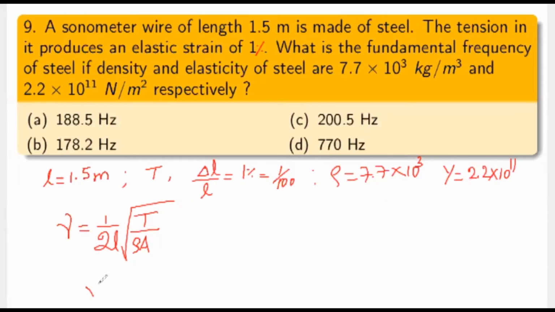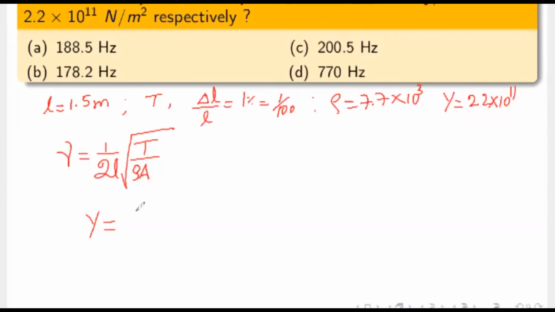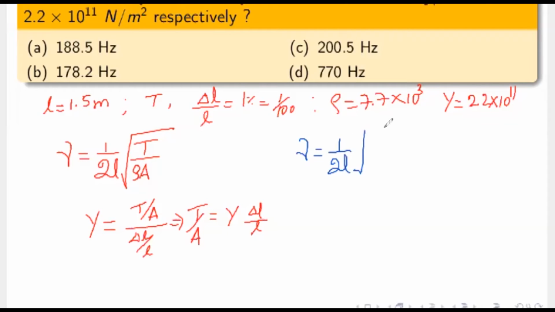So from the definition of Young's modulus, it is stress over strain, and stress is nothing but tension per unit area, divided by the strain delta L over L. So I can replace this T by A term by writing T by A equals Y into delta L over L, that is the strain in the string. So therefore, the equation becomes 1 over 2L into square root of Y times strain delta L by L divided by density rho. So now let's substitute the values.